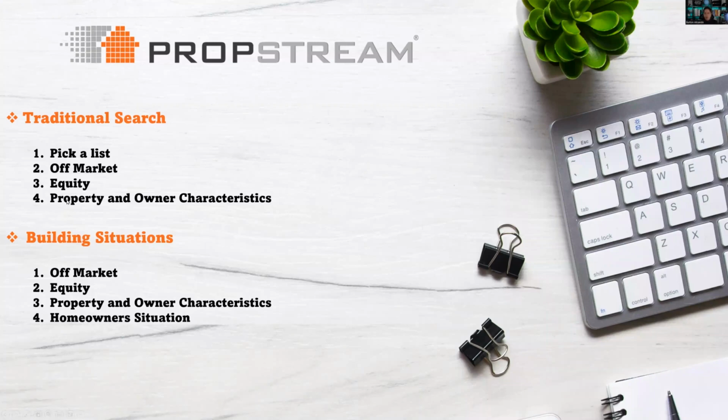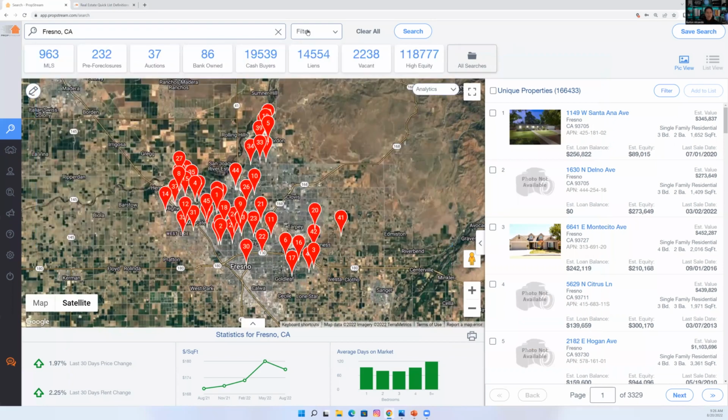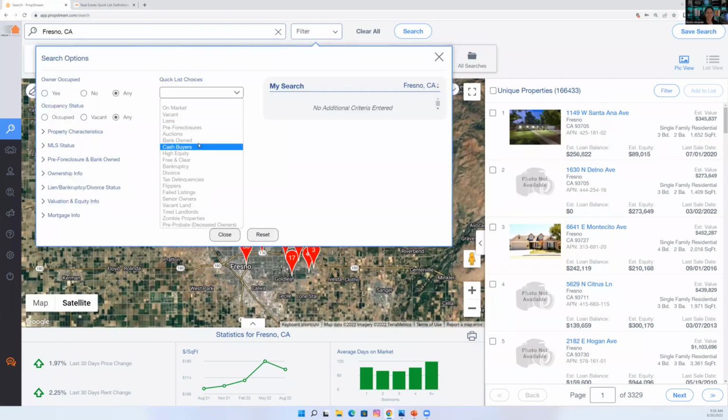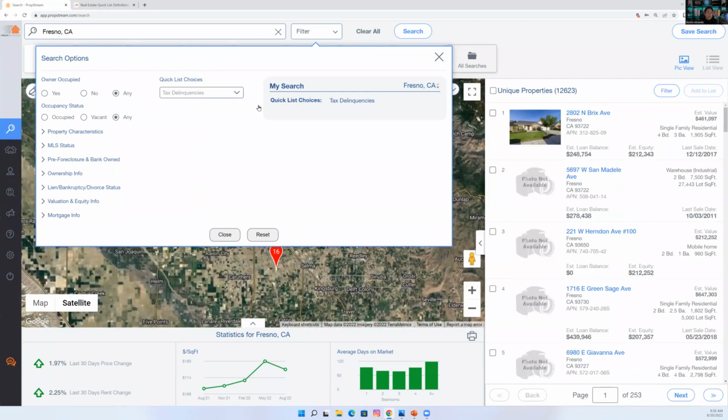If I was in Fresno, the traditional search would be going to Fresno, then the search filter, then choosing a list like, hey, I want to go after the people that didn't make their tax payments on time. Right. And so boom, I got our tax delinquencies. But I mean, 12,000 is still a lot. And that's where these other 2, 3, 4 rules come into play.